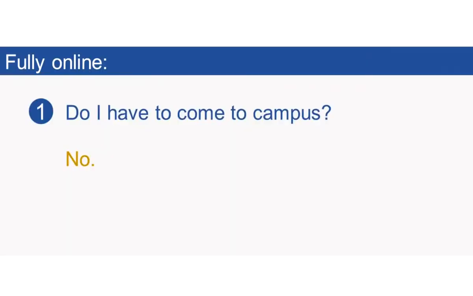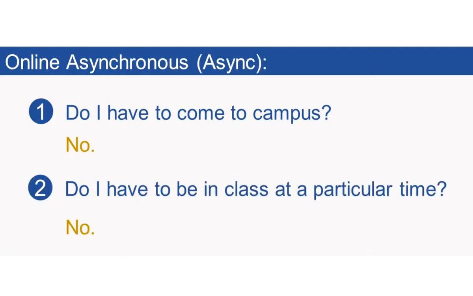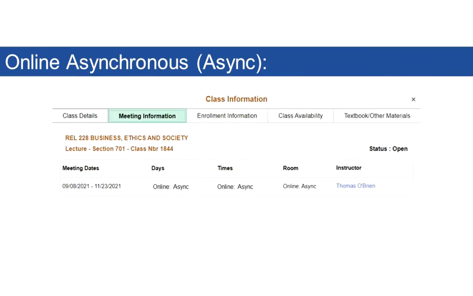Fully online classes also have a number of options available. For all of these classes, the answer to the question, do I have to come to campus, is no. For an online asynchronous class, the answer to the second question, do I have to be in class at a particular time, is also no. Let's take a look at this example. The day and time columns indicate that this information is not applicable to this modality, while the room column tells you the type of class is online async.